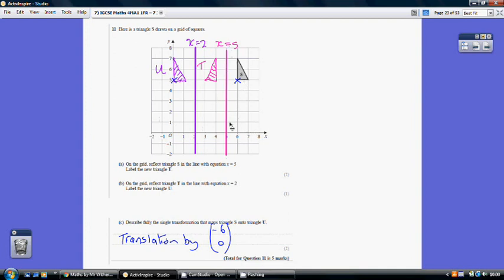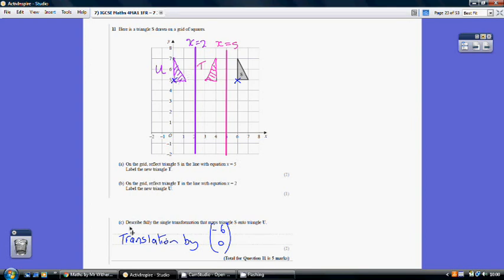So once we've got the mirror line in place, it's easy enough to reflect the shape. If we take this point, for example, it's 1 away from the mirror line, so it's 1 away after the reflection. This point here, 2 away, so 2 away. So this reflected shape is here, which I've labelled T as requested. Now on the grid, reflect triangle T in the line with equation x equals 2. So here's x equals 2. Reflect T, I get this shape U here.